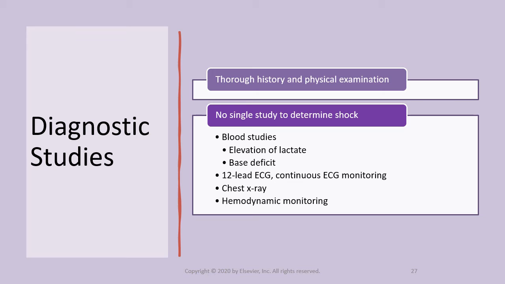Decreased tissue perfusion in shock leads to increased lactate with a base deficit. That's the amount of base needed to bring the pH back to normal. These laboratory changes reflect an increase in anaerobic metabolism. Table 66.2 in your book outlines the laboratory findings seen in shock. Other diagnostic studies include a 12-lead electrocardiogram, continuous ECG monitoring, a chest X-ray, and invasive and non-invasive hemodynamic monitoring.